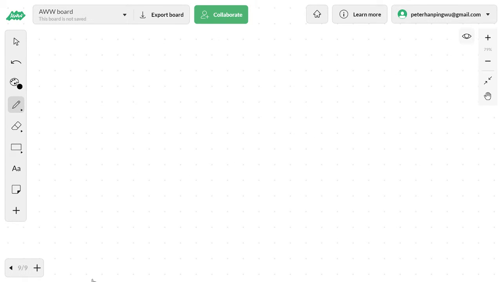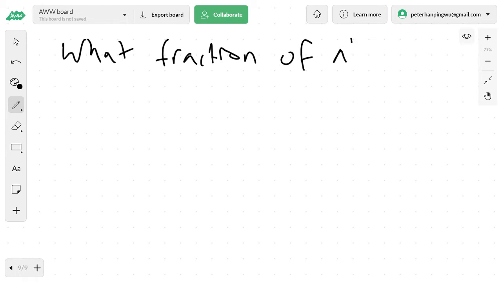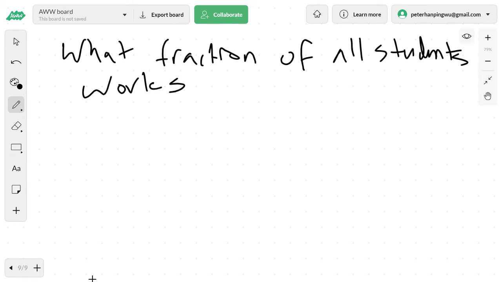All right, part C, we're almost done. Part C asks, what fraction of the group of students will work at the water tables? So what fraction of the group, so of all students, works at water tables? Show your work, explain how you know.